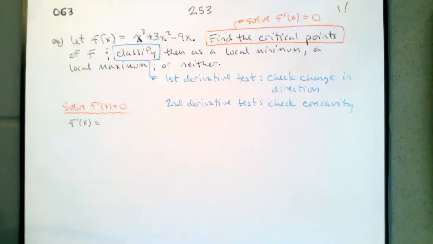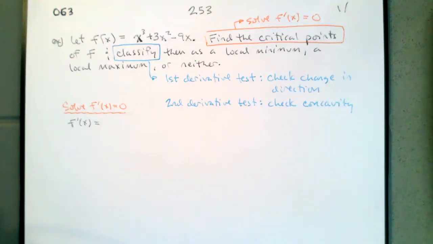First, we're going to find the critical points by solving the equation f prime of x equals 0. We're looking for points where the function is flat. And that means there's a horizontal tangent line. That means the slope of the tangent line is 0. That means the derivative is equal to 0. Then we want to classify each of those critical points as a local minimum, a local maximum, or neither.